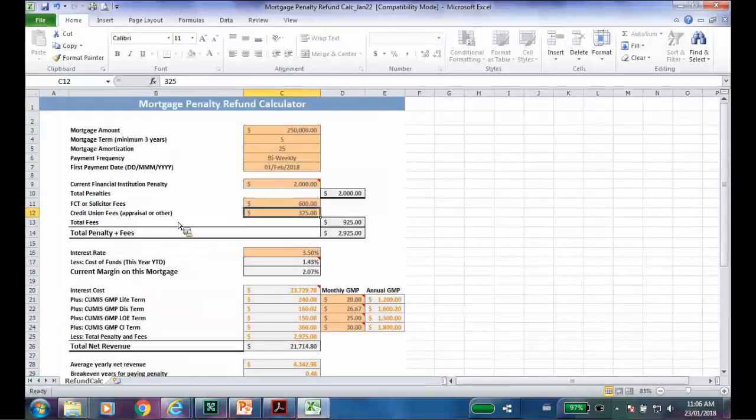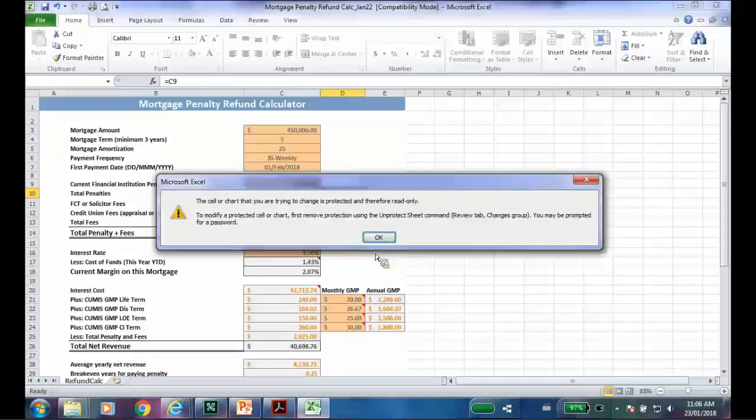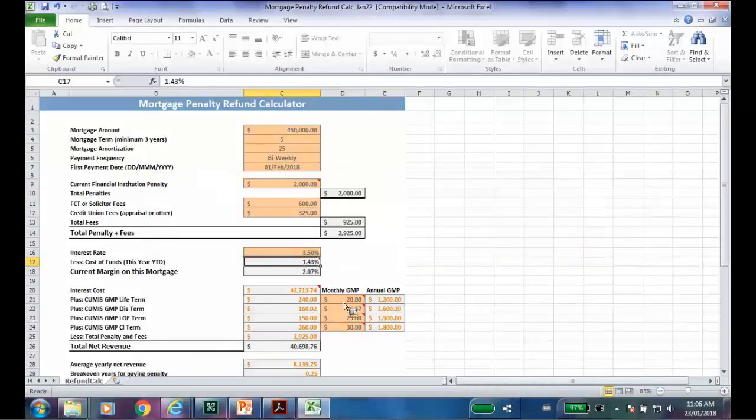We'll do another sample here just so you can see a different situation. This one's going to be 450,000, 5 years, 25, bi-weekly again. We'll leave that all the same. Again, it's important to enter all of the fields accurately in the pink cells so that the calculator can provide you with an accurate answer. None of the other fields you can edit, so as you'll see, you'll get a message saying you can't edit them. Only the pink ones can be touched.